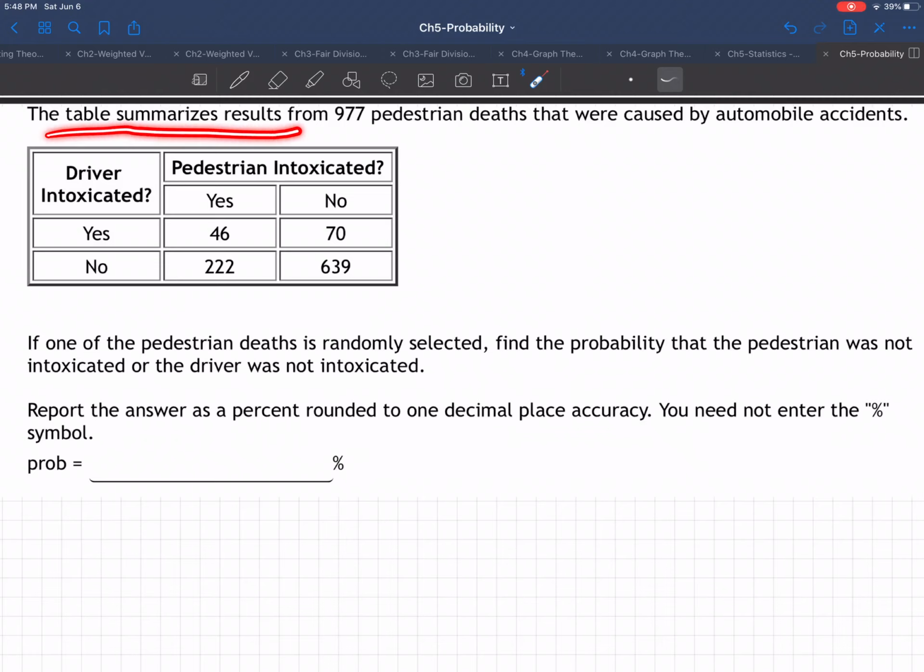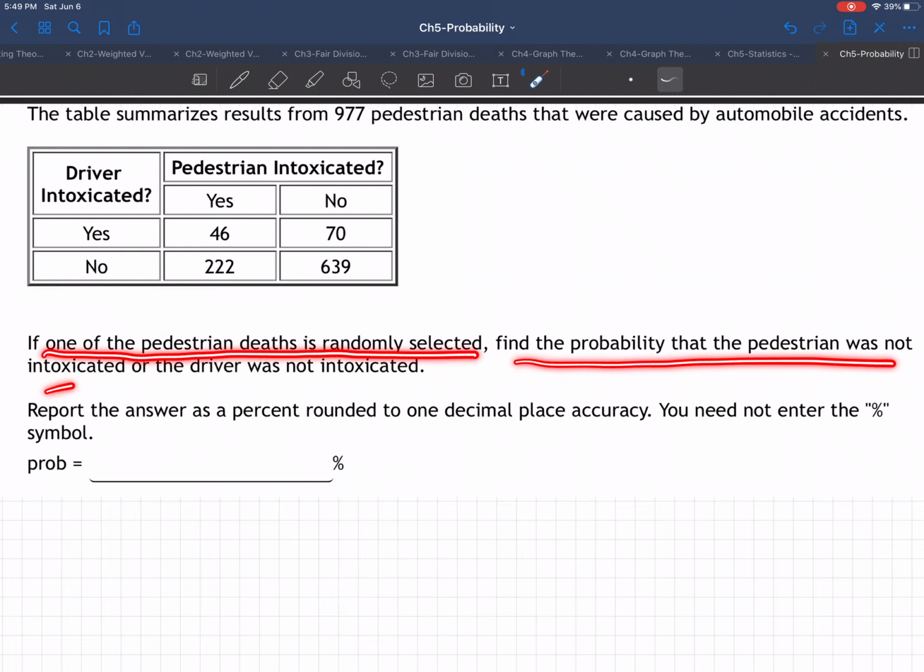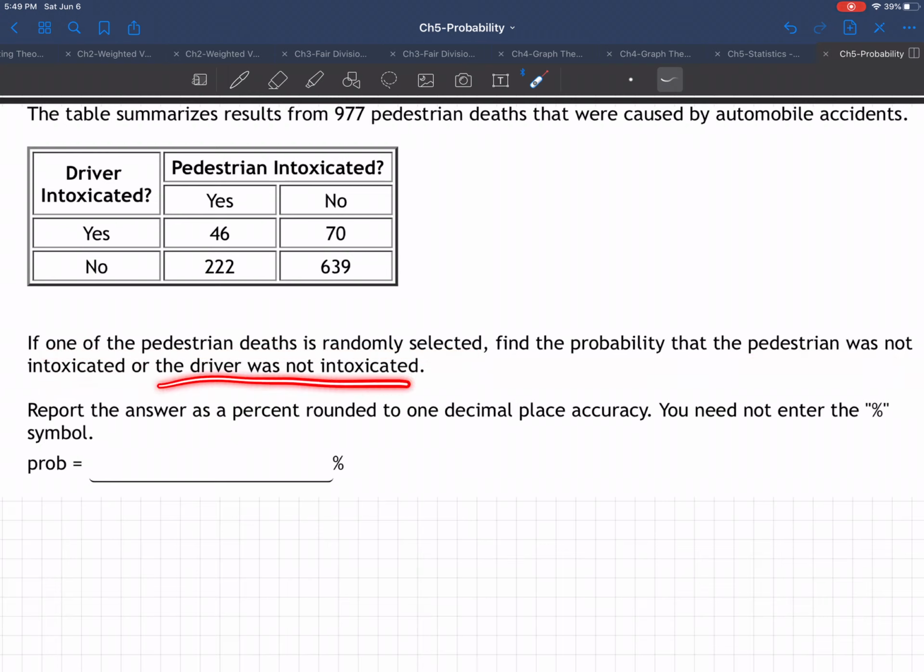The table summarizes results from 977 pedestrian deaths that were caused by automobile accidents. So there's the results of that table. If one of the pedestrian deaths is randomly selected, find the probability that the pedestrian was not intoxicated or the driver was not intoxicated. Okay, let's be a little careful here.